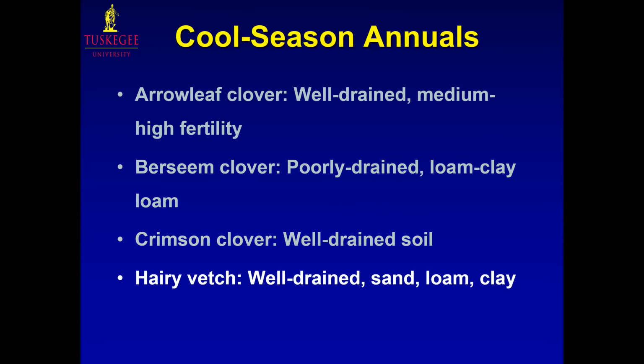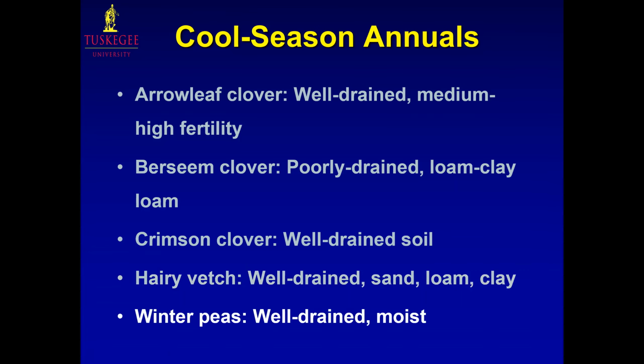And hairy vetch will require well-drained soil, such as sand. It has a very wide range of soil types. So whatever kind of soil you may have, sandy soil, loam soil, or clay soil, this hairy vetch can be grown. So that can be one of the leguminous forage species you may want to consider if you have a variety of soil in your pasture. And winter peas also require well-drained, moist soil.